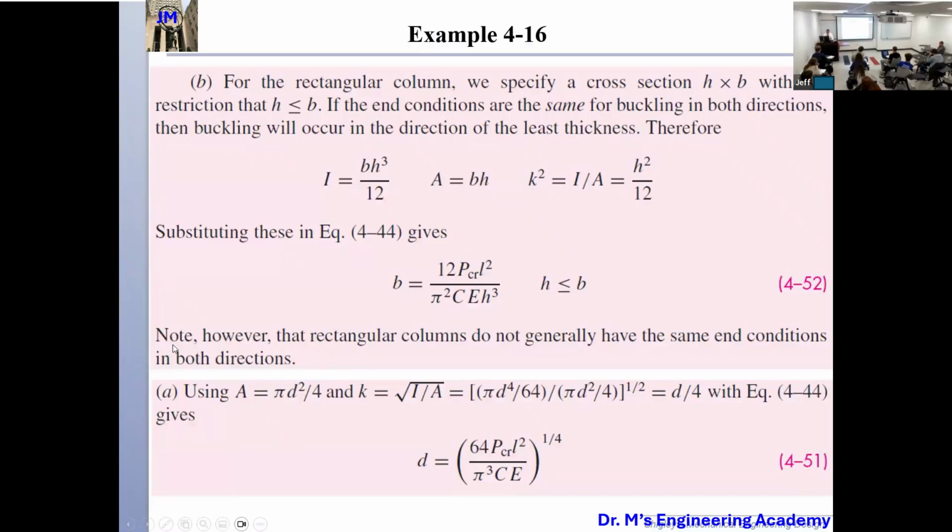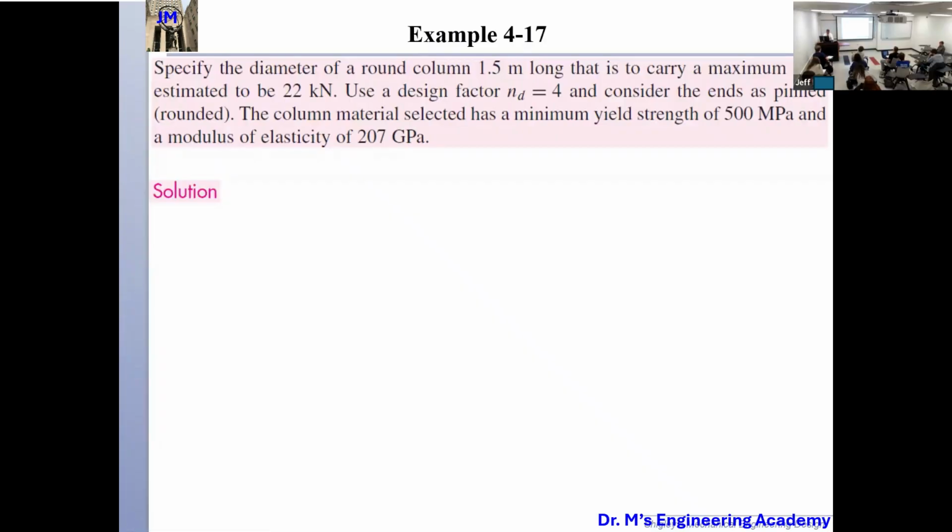So this is what I just told you. Now we have one example to solve. In this example, we're asked to specify the diameter of a round column that is to carry a maximum load estimated to be 22 kilonewton. So the maximum load is 22 kilonewton.